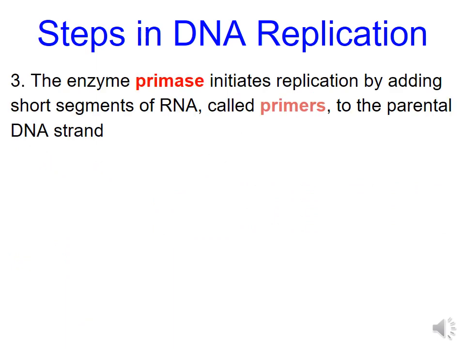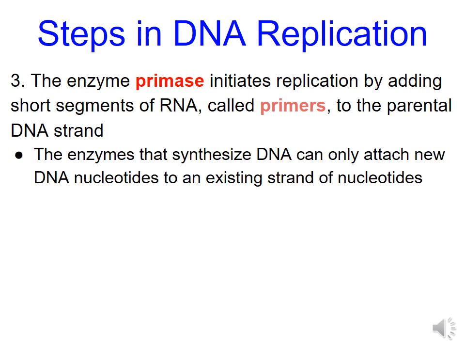Step 3, the enzyme primase, prime as in beginning, primary, primase initiates replication by adding short segments of RNA, which we call primers, to the parental DNA strand. So there's these little sections that are going to match up with those initial DNAs. So if the initial DNA was TTC, then this little RNA primer would have AAG to match up with it. So it's kind of like putting a little start piece in there.